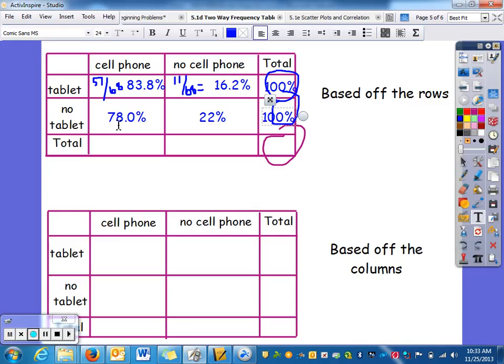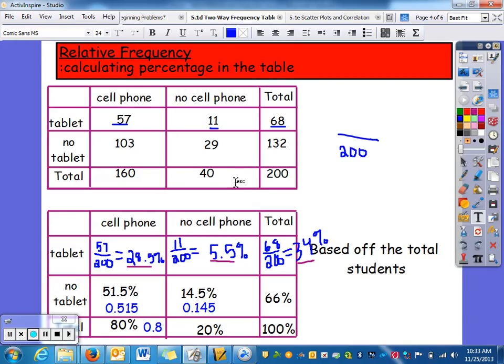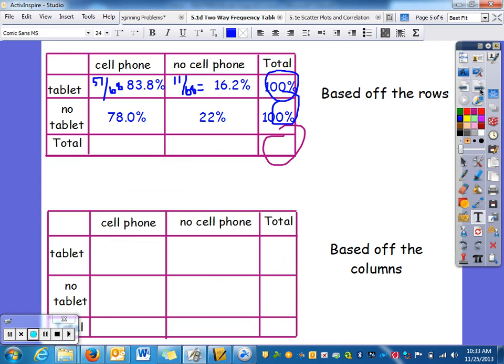And then lastly, we're going to take the rows this way. So we have 160 and 40, and both of them over 200. So this is 80%. And this is 20%. And then this is 100%.